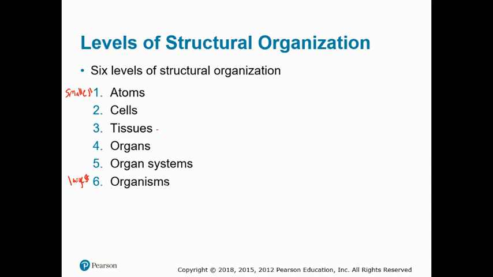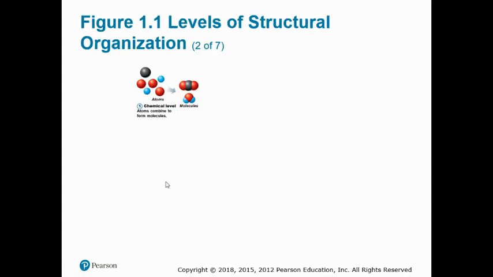And then the last one, organism. Organisms such as us are made up of several different types of organ systems. So this picture is one that you can use to fill out your guided notes to show that at the chemical level, atoms combine to form molecules. Here you can help fill out cells. Cells are made up of molecules.